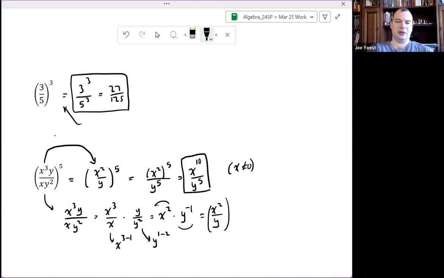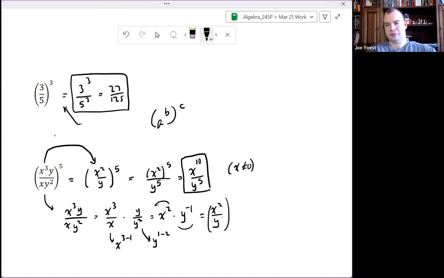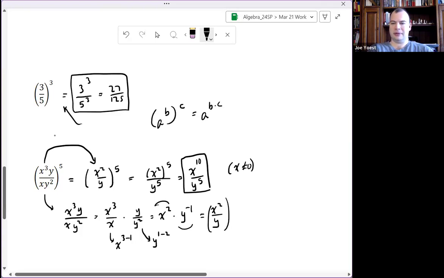My numerator is x squared, and that gets raised to the 5th power. My denominator is y, and that gets raised to the fifth power. That's just y to the fifth. And then remember that power to a power, we just multiply the powers.